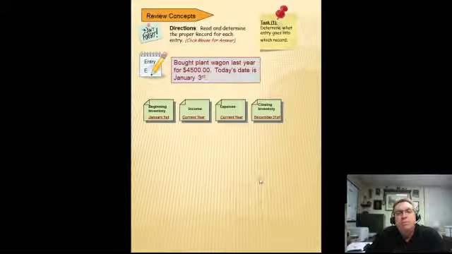So let's say you bought a plant wagon last year for $4,500. Today's date is January 3rd. So let's look at this one. You bought the plant wagon last year. That's an asset, right? And that asset's over $1,000, right? And today's date is January 3rd. So how would that go about it? Well, you know it'd be on the beginning inventory because you bought it last year.